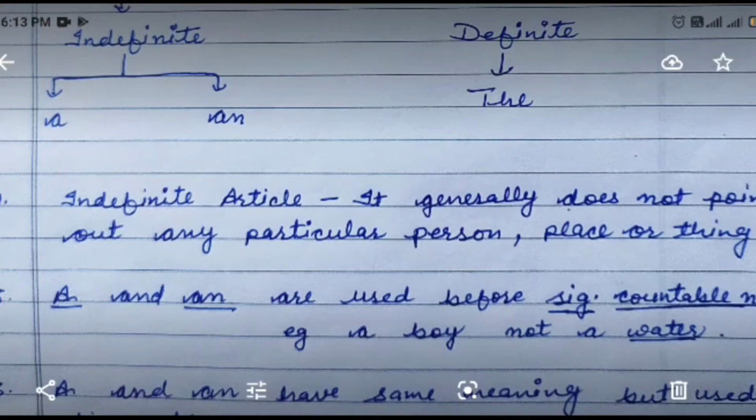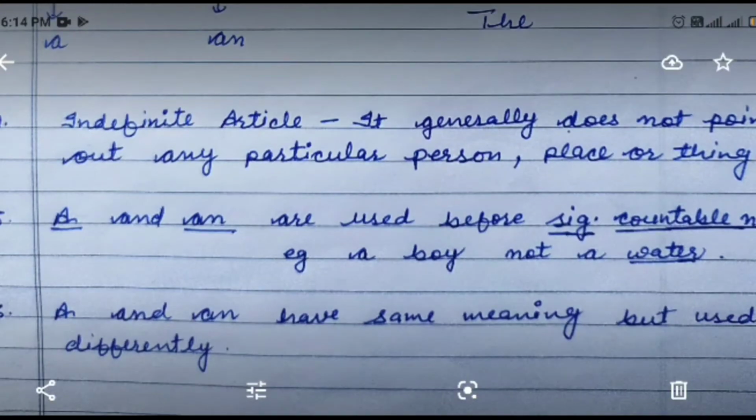We can't use a before water because water is an uncountable noun. We can't count water. Therefore, we can't place a before water. A and an have same meaning, but they are used differently.